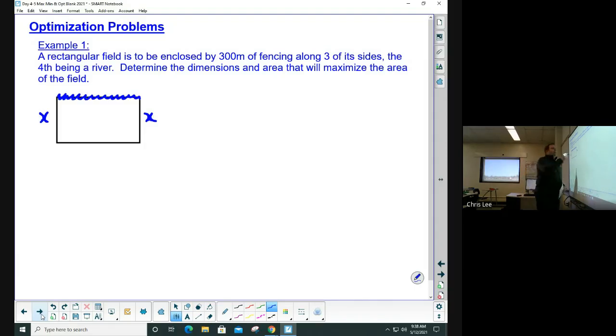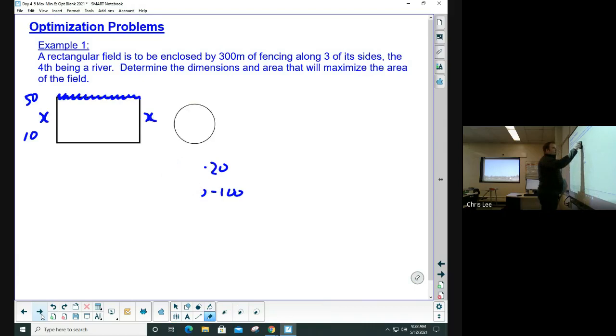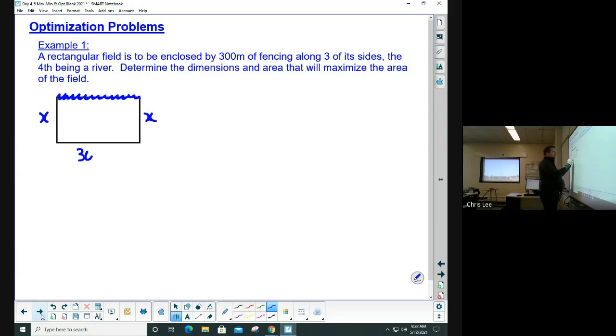If this was 10, let's say it was 10 and 10, we've used 20 meters of fencing. How much do we have left over? We have 300 minus 20, and the 20 comes from these two. If it was 50 and this was 50, we would double that and get 100, and it'd be 300 minus 100. But we don't know how big they are, so they're x and x. So that's correct in saying that this side is 300 minus 2x.